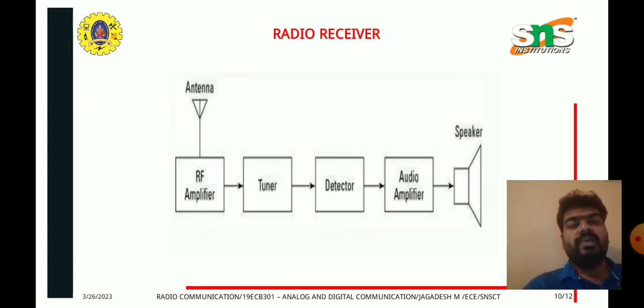And the receiver will again have an antenna which receives the radio signal and gives it to the RF amplifier. We obviously know the purpose of an amplifier, which is to amplify the signal, and it will be given to the tuner, which selects only the particular range of frequency, and then given to the detector or demodulator, which detects only the original signal, and given to the audio amplifier to amplify the signal, and then given to the speaker. So these are the important blocks of the radio transmitter and the receiver.